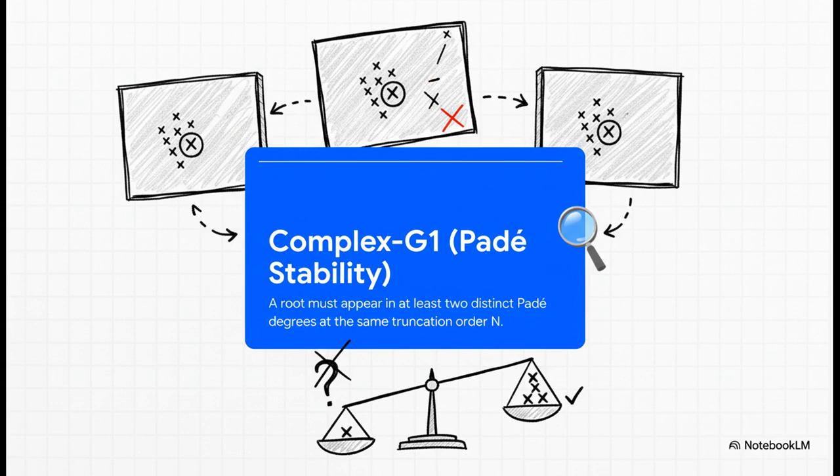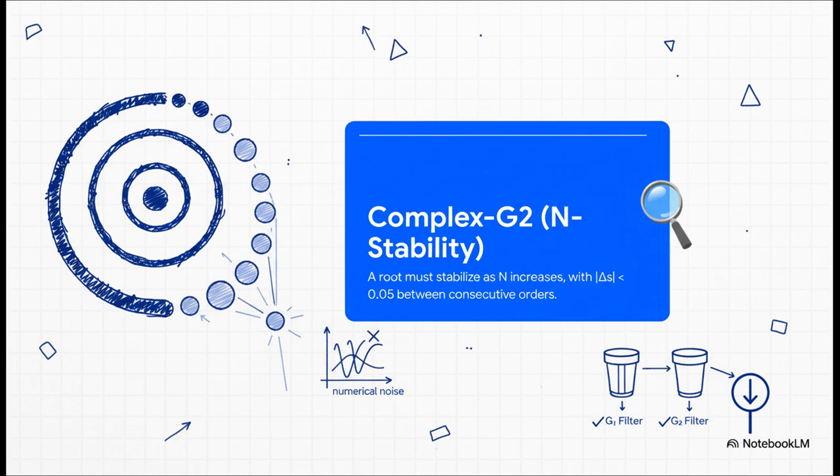The first one is complex G1, or Padé stability. For a potential pole to even be taken seriously, it has to show up consistently across multiple Padé approximants at the very same order. This just makes sure it's a real signal, not some artifact of one specific calculation. The second rule is complex G2, or N stability. As we feed the engine more and more terms of the series, as we increase the truncation order N, a true physical singularity should converge to a stable location. If a root just jumps around all over the place, it's nothing more than numerical noise. So only the poles that pass both the G1 and the G2 filters are considered real evidence.